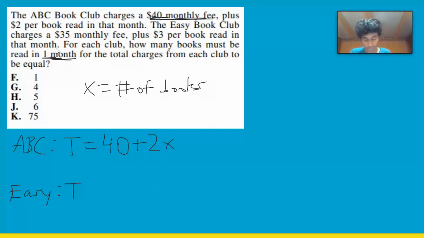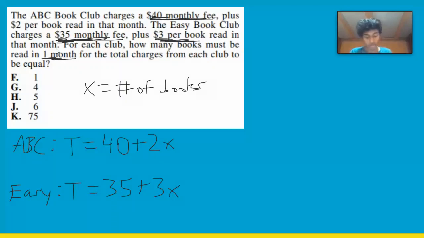Its total cost is going to be equal to its flat fee, which is $35, a $35 monthly fee, so 35 plus $3 per book read that month. So for every book, the Easy Book Club charges $3. This is a plus 3x.